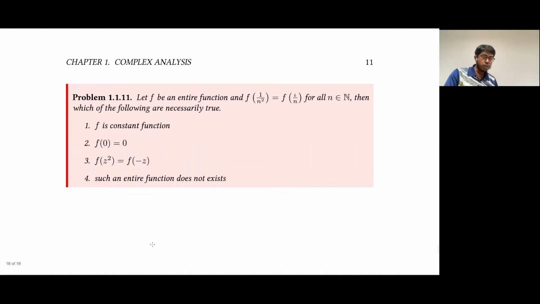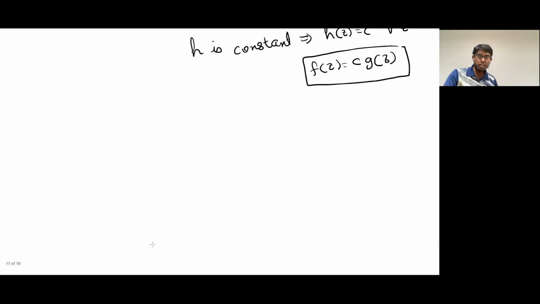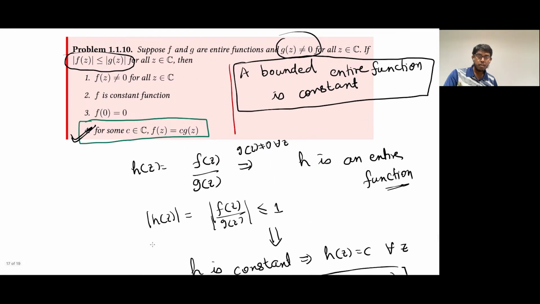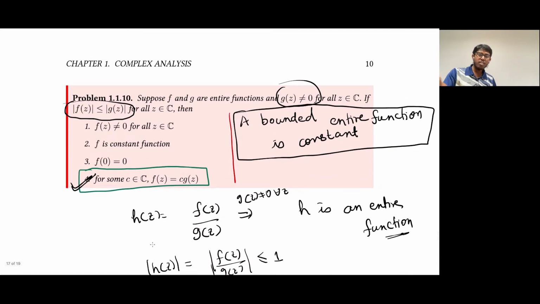The previous one is MCQ or MSQ, I guess. See, I just created some options randomly, so this is the only correct option. Whether it's MCQ or MSQ, f(0) is 0 need not be true always. F is a constant function is also not true always. And f(z) not equal to 0 for all z in C is also not true always. So these three options are false, and this is the only correct option. The correct answer will be the fourth option.